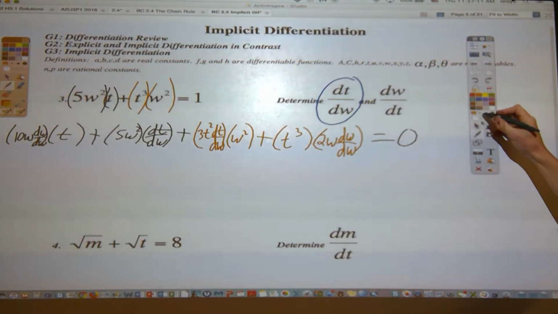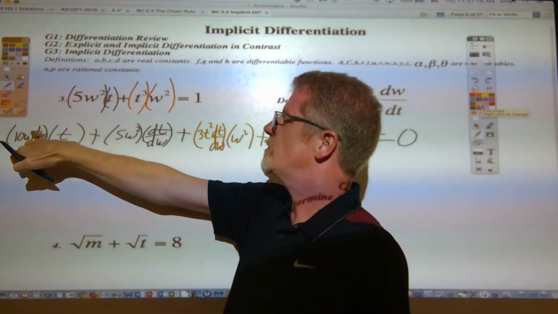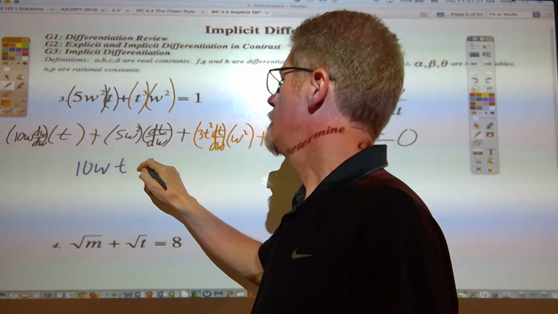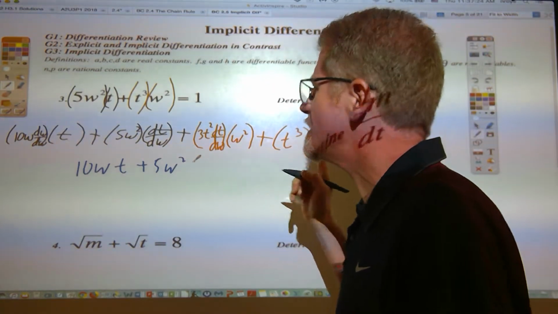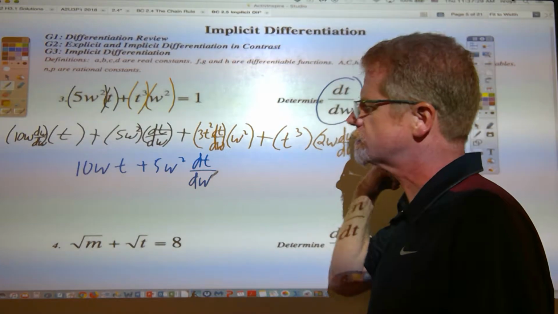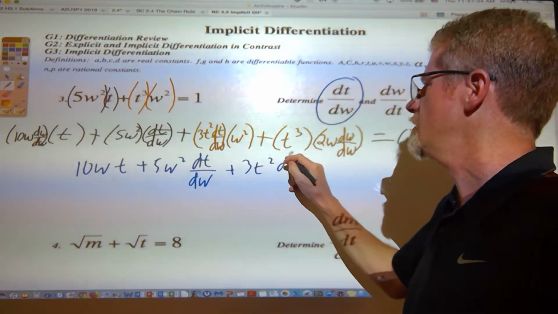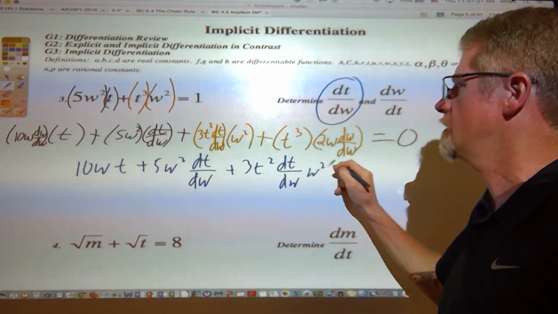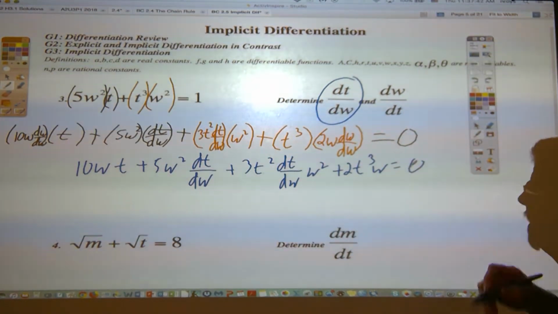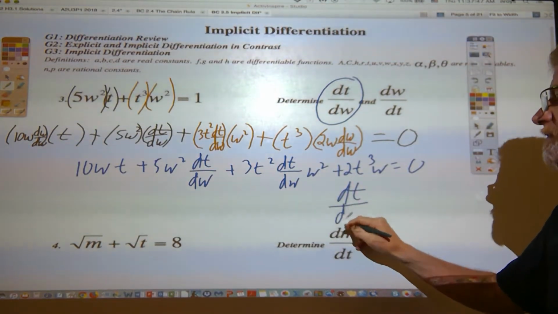You've done the algebra. The calculus part of the problem is over. Although technically you do have to use calculus to find the derivative of w with respect to w. That's just 1. So we got 10wt plus 5w squared. Don't write t prime. At this point, seriously, let's just get in good mathematical habits. Just write dt/dw. That's what we're solving for. Plus 3t squared dt/dw w squared, plus t cubed times 2w equals 0. So at this point, you can probably do it all in your head. The algebra here is not that big of a deal.